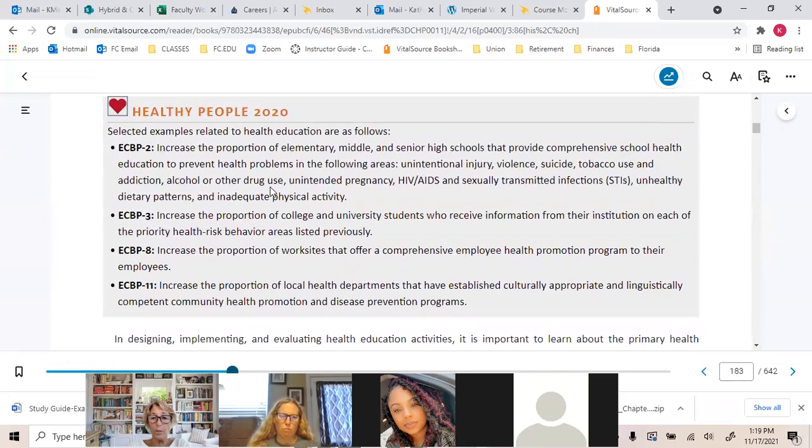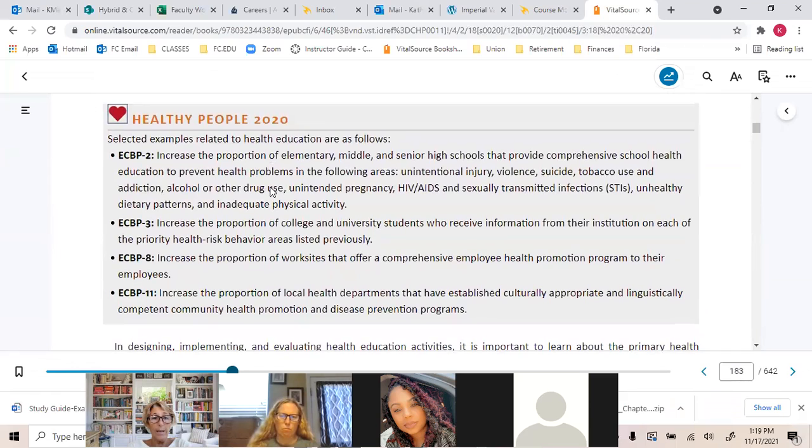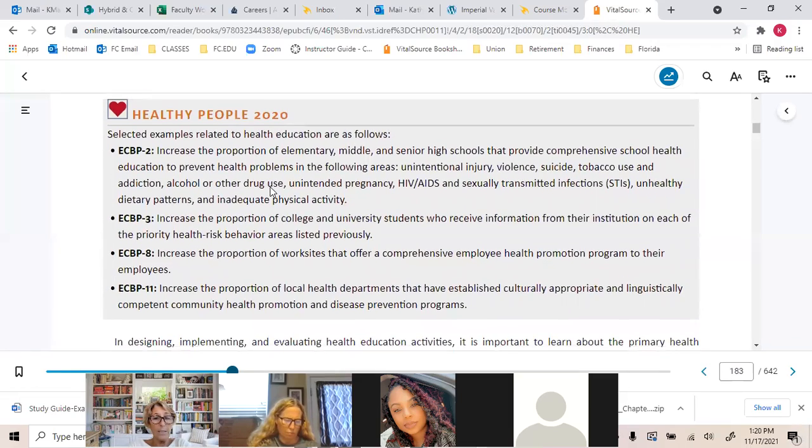Okay, Healthy People 2020 starts right off the bat in this chapter. Okay, and they have selected examples related to health education. You need to be aware of these. Okay, they have 4 of them. What are some of their objectives related to health education? Example, increase the proportion of work sites that offer a comprehensive employee health promotion program. Make sense? Increase the proportion of local health departments that have established culturally appropriate and linguistically competent community health promotion and disease prevention programs. Right? So put these on an index card.